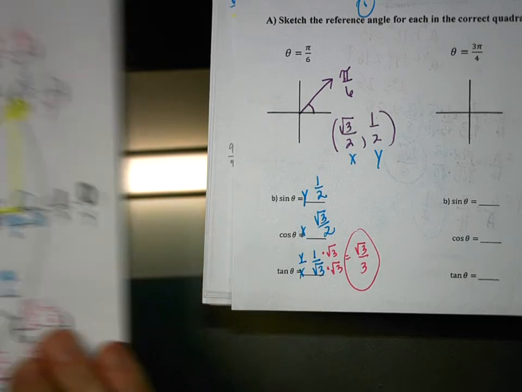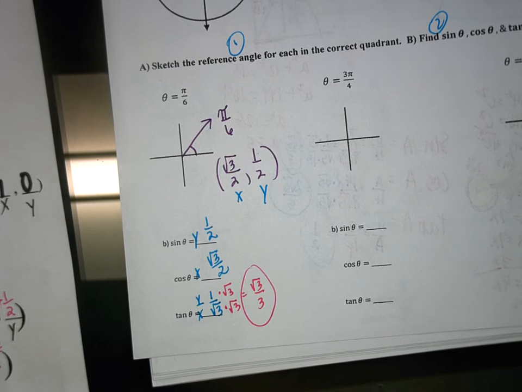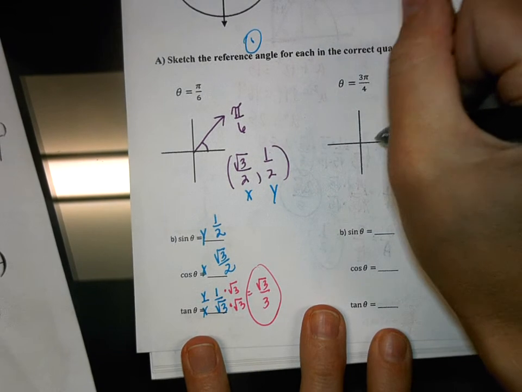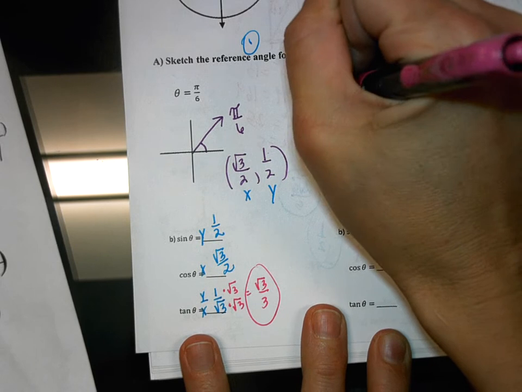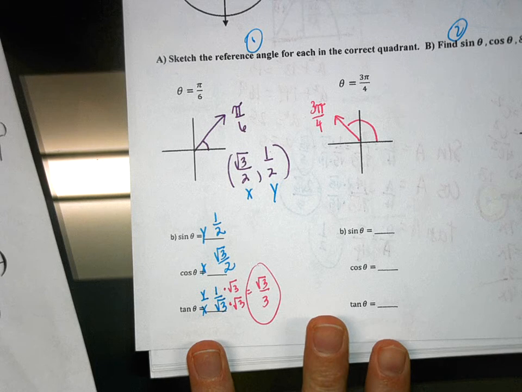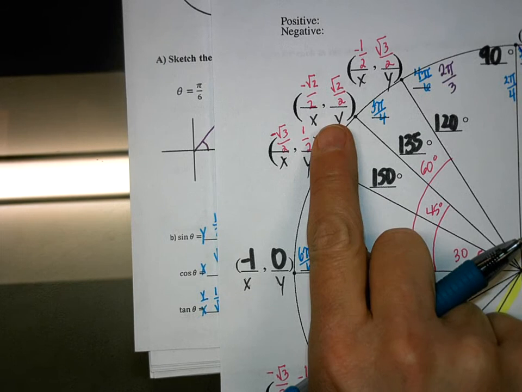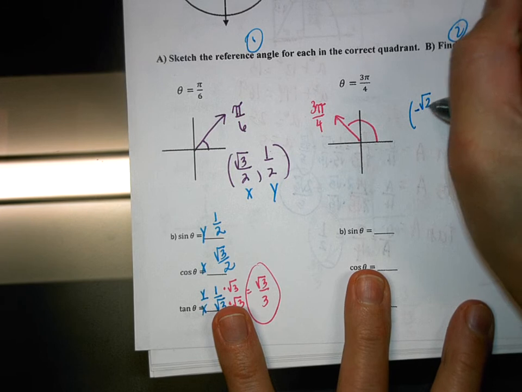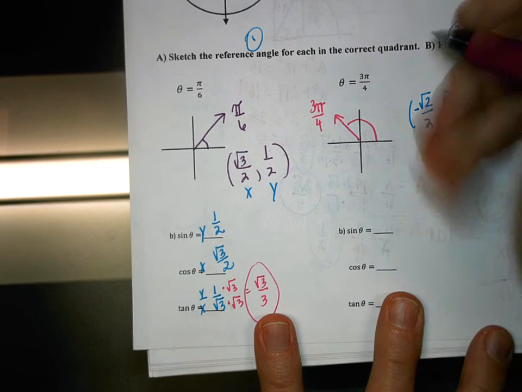Okay. 3 pi over 4. Where is that going to end up? Quadrant 2. Does everybody agree? So we'll go ahead and draw our reference angle. We end up here in quadrant 2. We write this as 3 pi over 4. Can you tell me the ordered pair at 3 pi over 4? What is that? Very good. So we have negative root 2 over 2 and positive root 2 over 2. It's our x and our y.